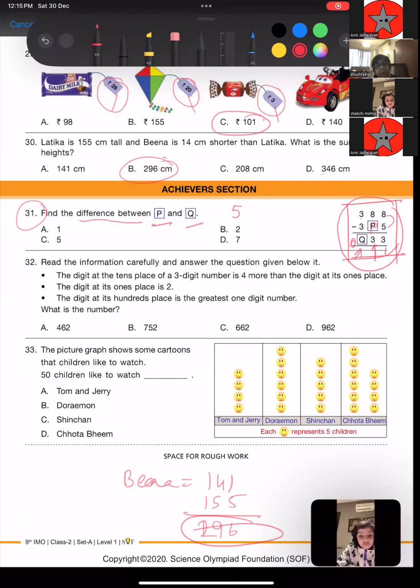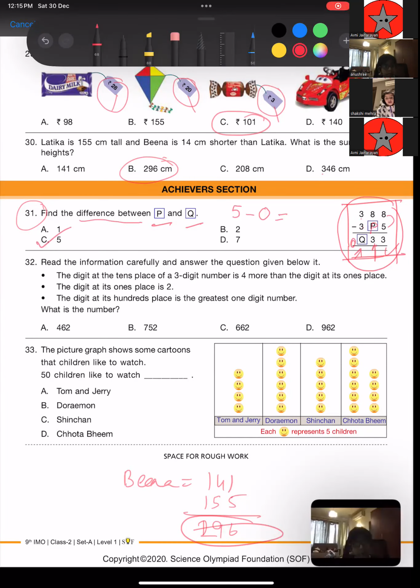So P is 5, Q is 0. Difference means minus. So what is the answer? 5 minus 0 is 5. Correct. Now, question number 32.